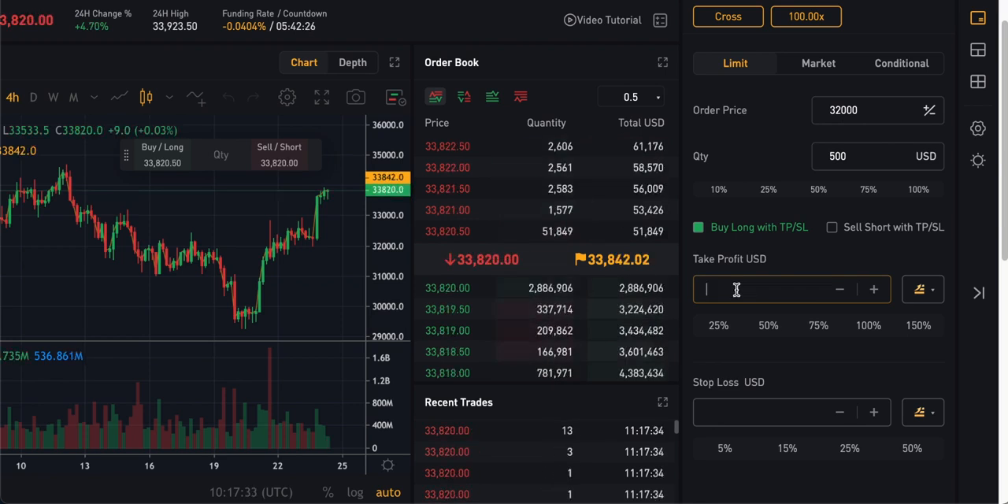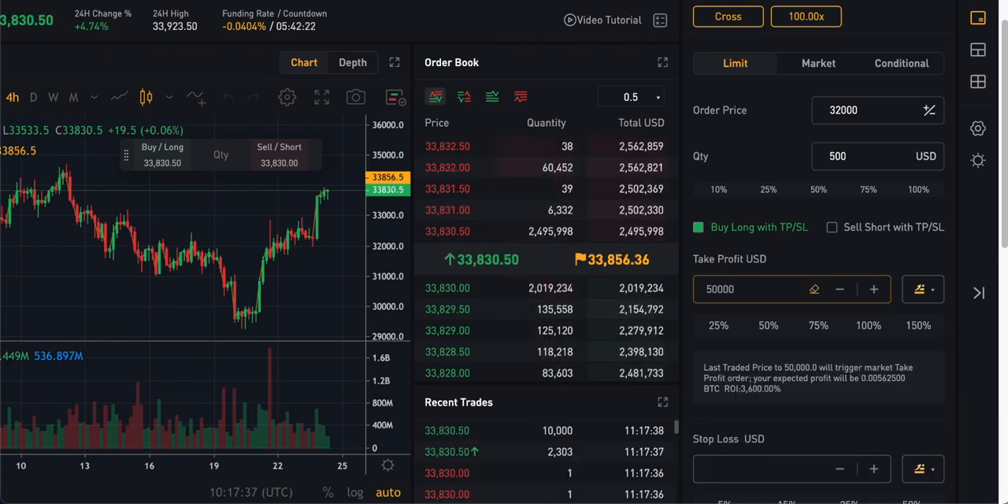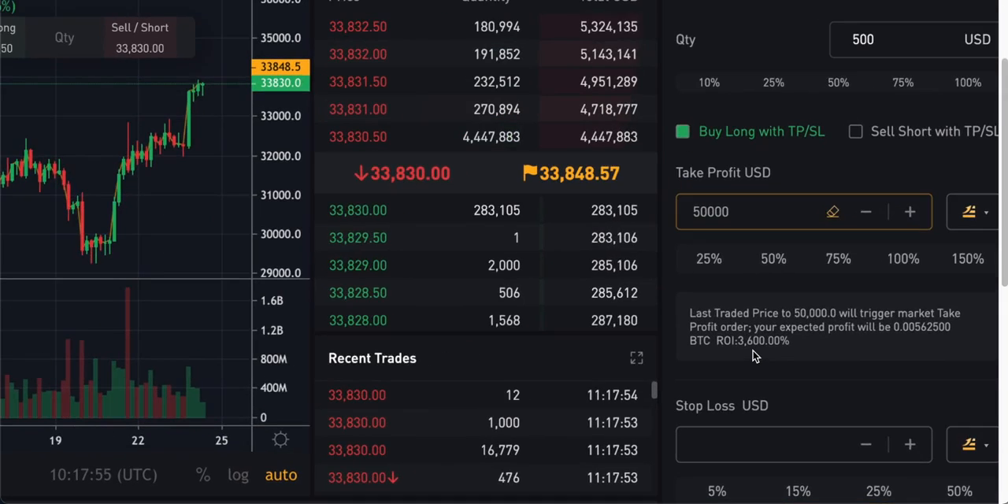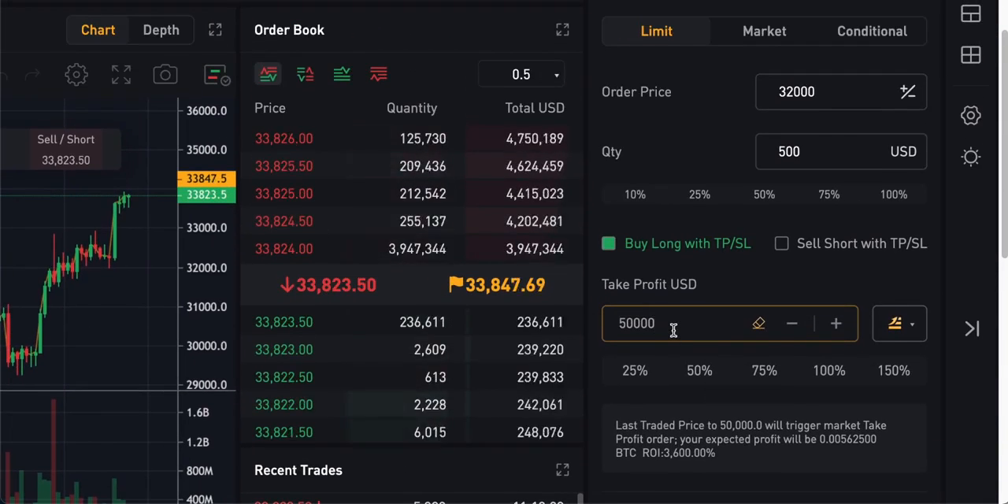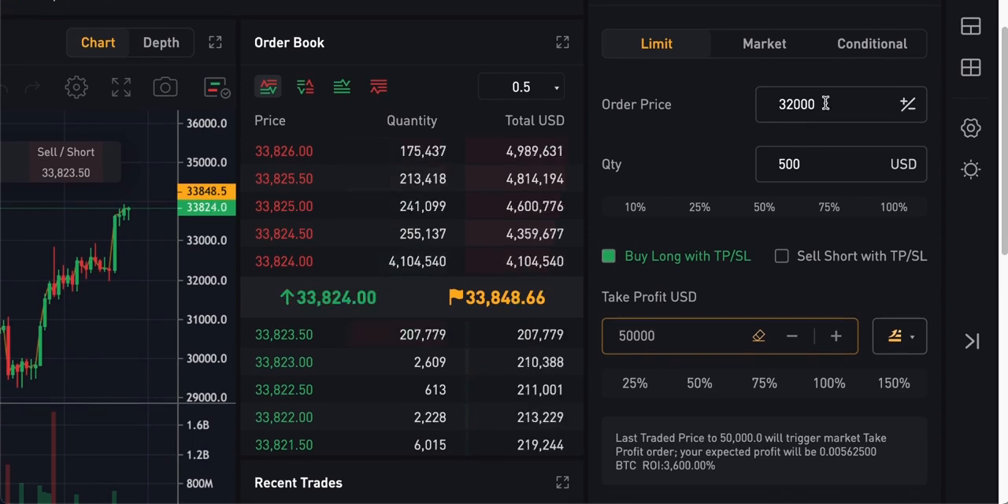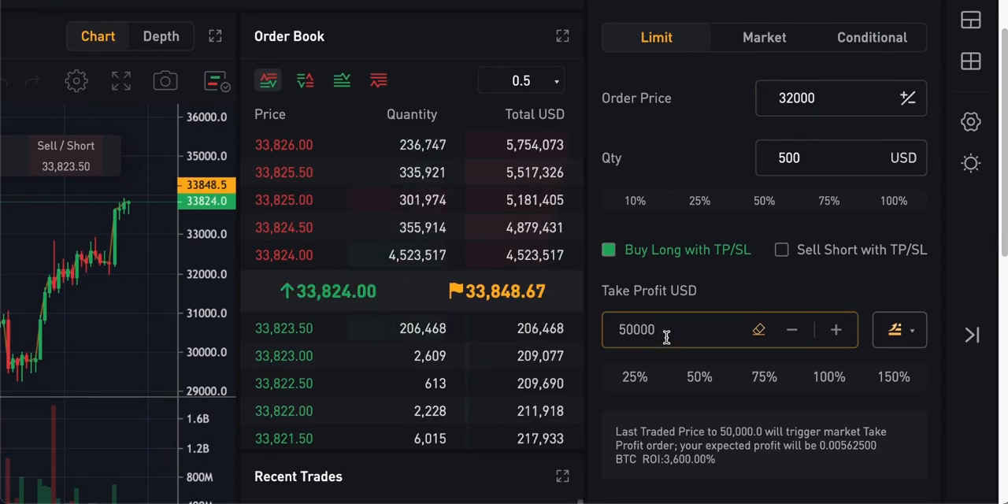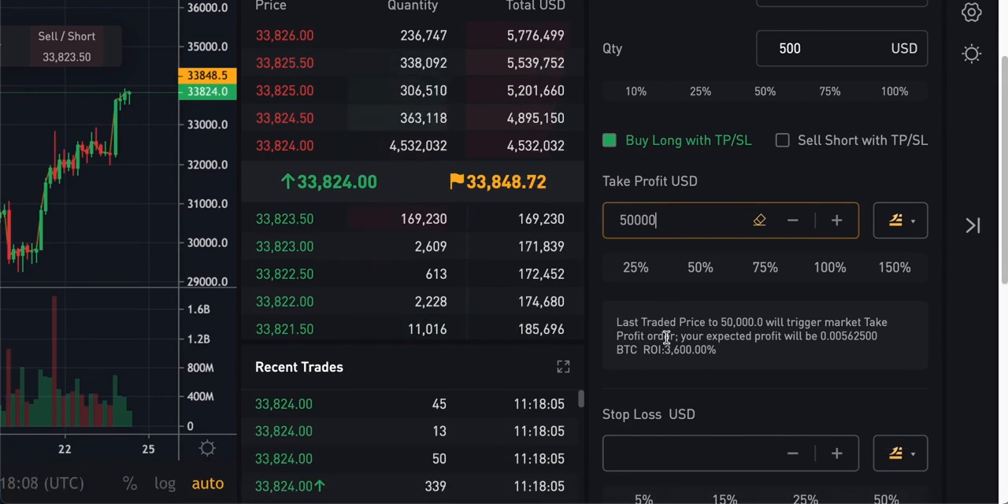So we're in at 32,000 and I want to take profit at 50,000. It even works out what our profit would be if we do actually go through with that order. Now, this obviously isn't guaranteed to go through. We'd be very lucky if we bought at 32 and sold at 50. It may take many months or even years, and you'll have to be paying that funding fee if you are going long for that time.